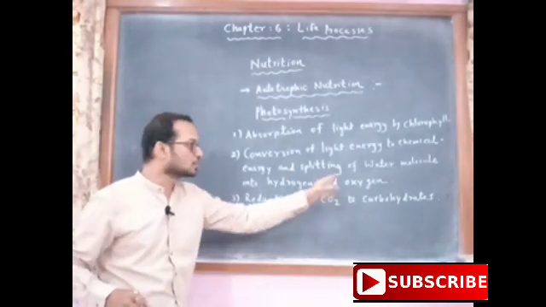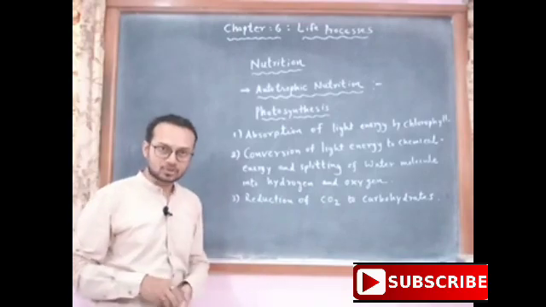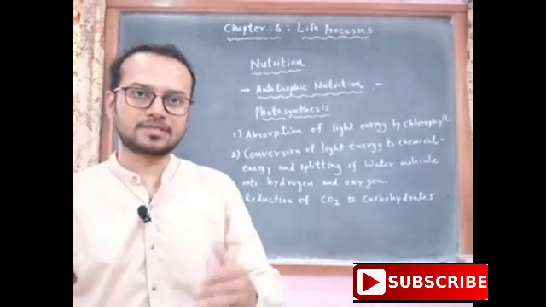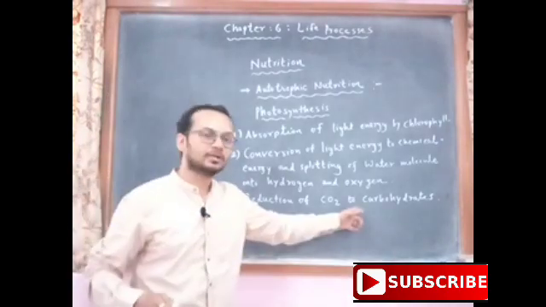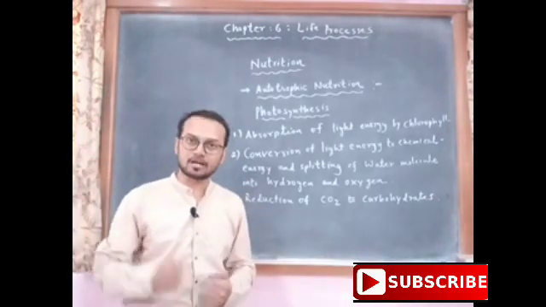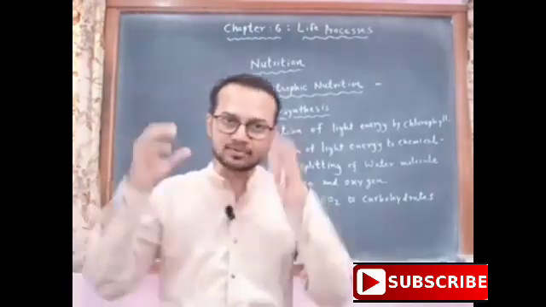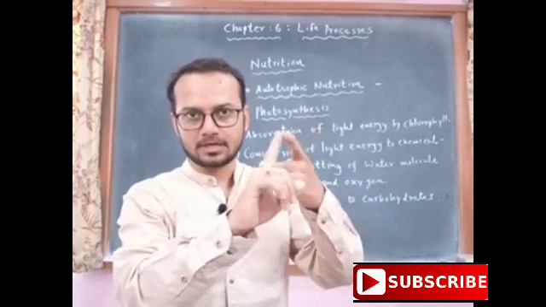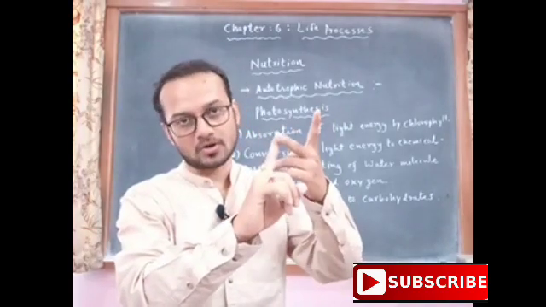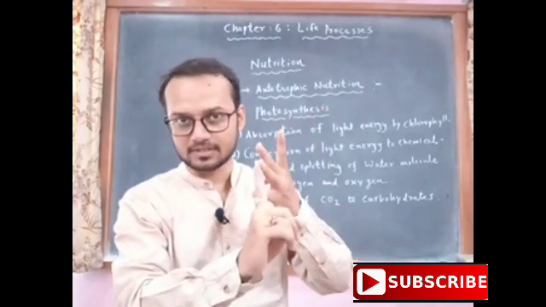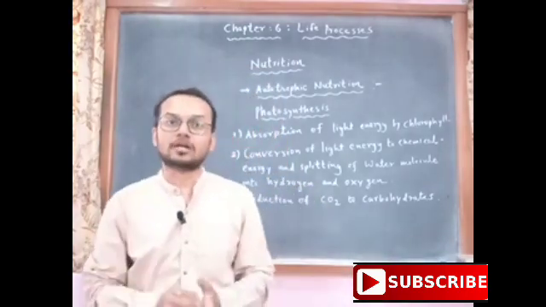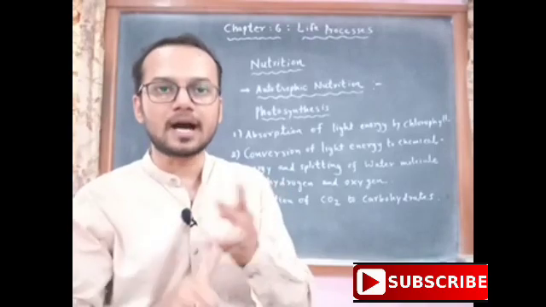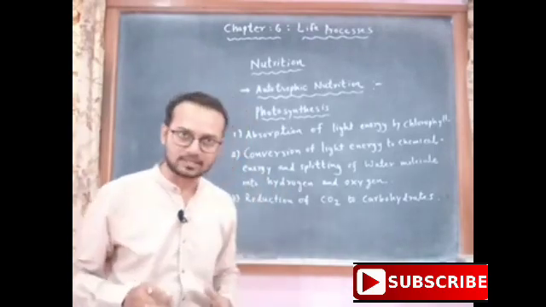Now the third step: the reduction of carbon dioxide takes place into carbohydrates. So carbon dioxide absorbed by the plants is reduced, or the process is called reduction, in the form of carbohydrates. Now what is carbohydrate? Carbohydrate is a substance which contains carb, meaning carbon, O meaning oxygen, and hydrate meaning hydrogen. So the organic material which is made up of 3 elements, carbon, oxygen and hydrogen, is called carbohydrate.